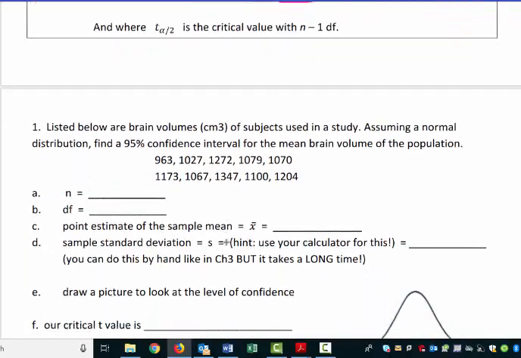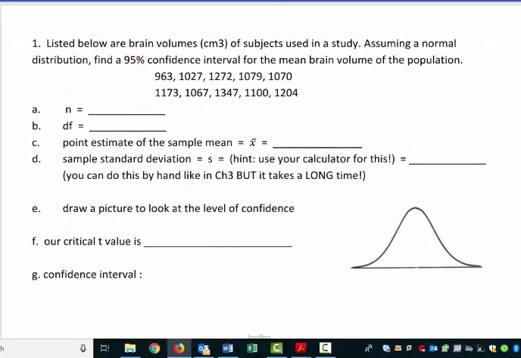All right, so let's go to the next page. This is the same problem that we did at the very beginning. It's the brain volumes. There are 10 in our sample, which means degrees of freedom is going to be 10 minus 1, which is 9. So be careful right there. A lot of people put the wrong number.